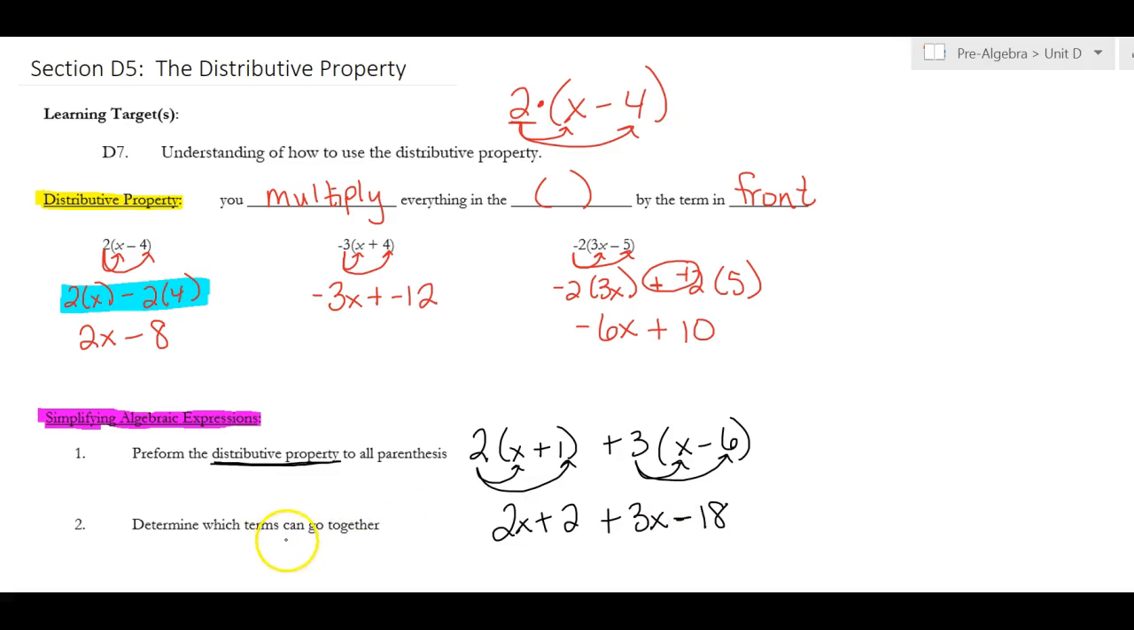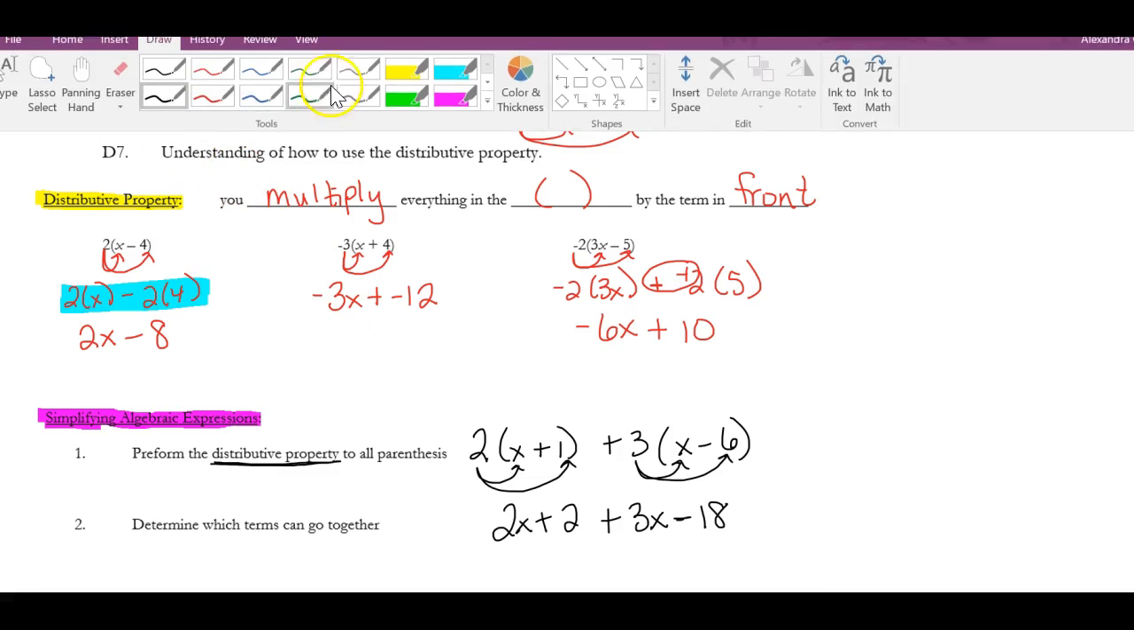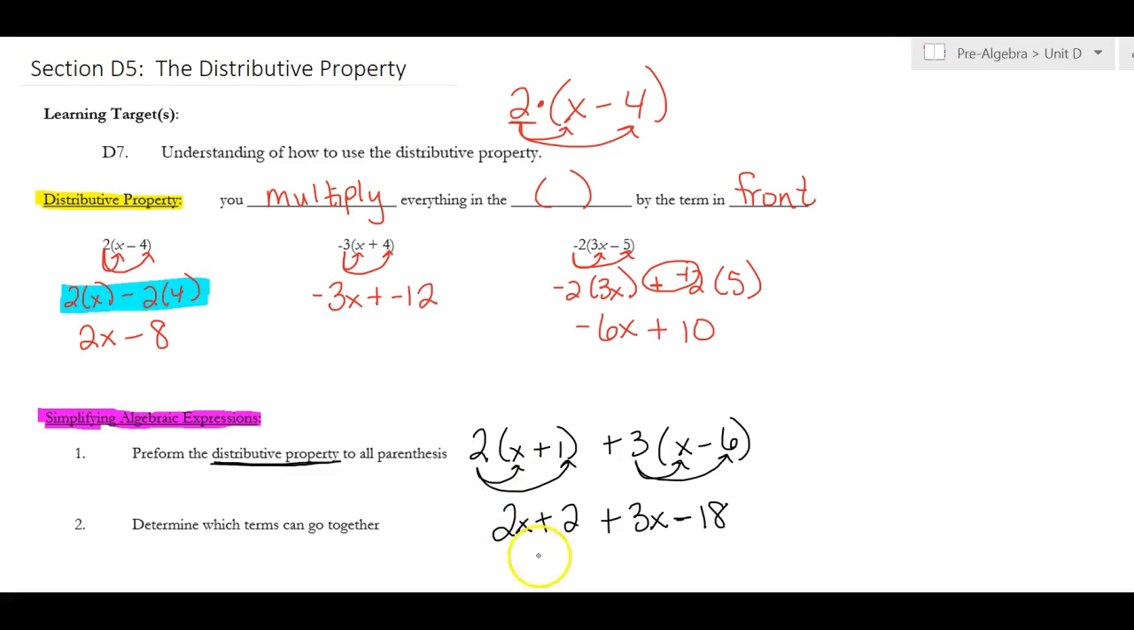The second step you're going to do is determine what can go together. So this is that process where you either underline or you circle, but you're finding your like terms. So 2x can go with 3x. And then 2 can go with a negative 18. So that's step 2.